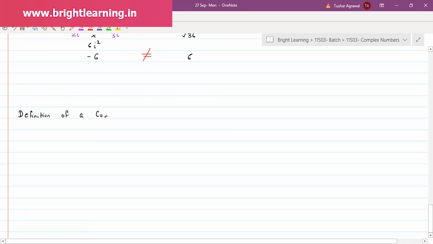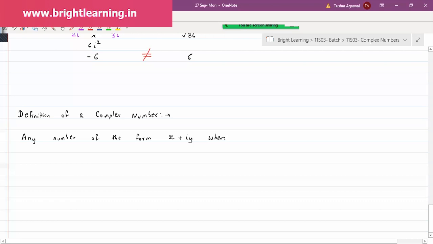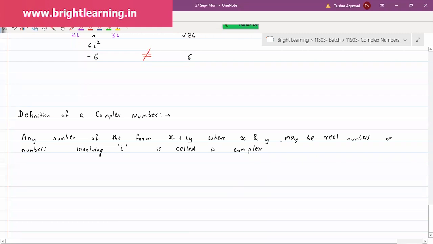Definition of a complex number. Any number of the form x plus iy, where x and y may be real numbers, or numbers involving i, is called a complex number.